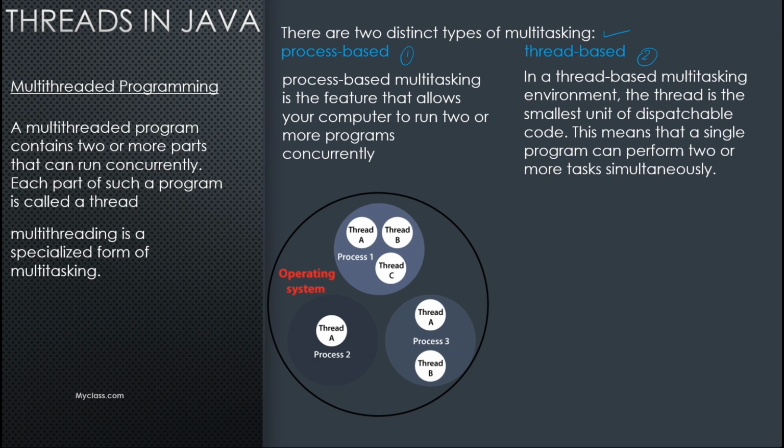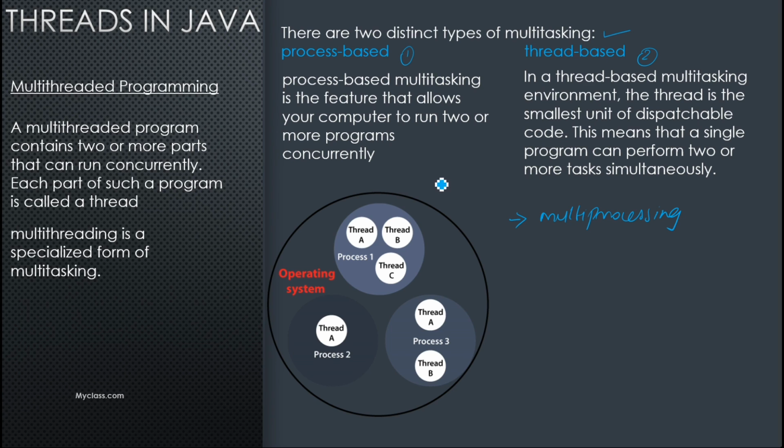Process-based multitasking actually means multiprocessing. We all know about multiprocessing. Our computer system is capable of multiprocessing, which means we can run more than one process at a time. That means your computer allows you to run two or more programs concurrently. That is process-based multitasking, or multiprocessing.